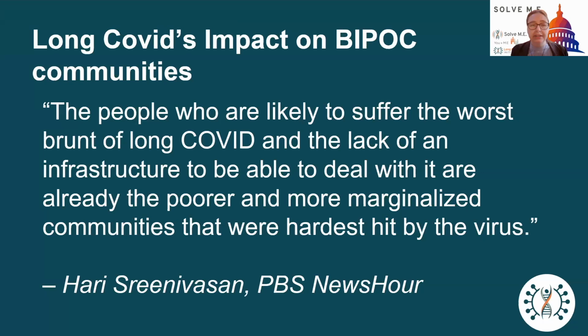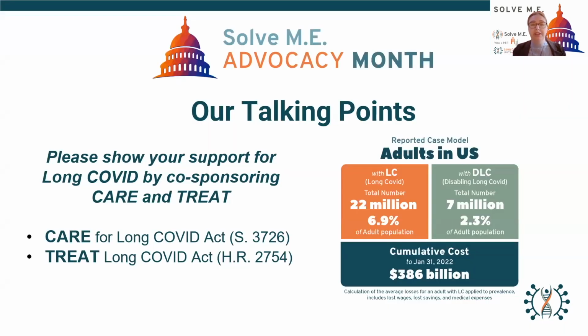"The people who are likely to suffer the worst brunt of long COVID and the lack of an infrastructure to be able to deal with it are already the poorer and more marginalized communities that were hit hardest by the virus." Really powerful quote. So now moving on to the talking points.